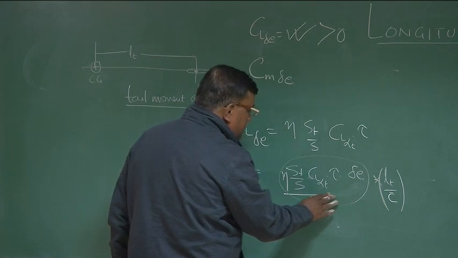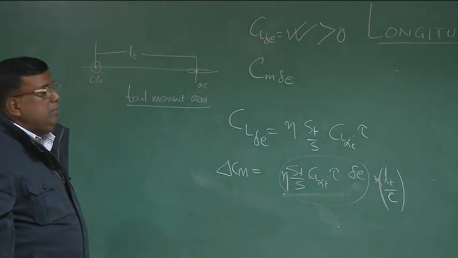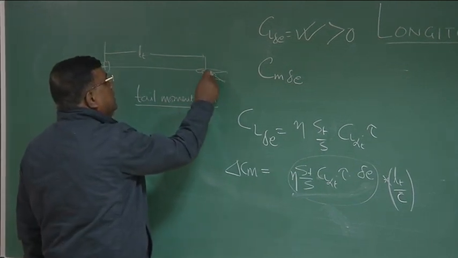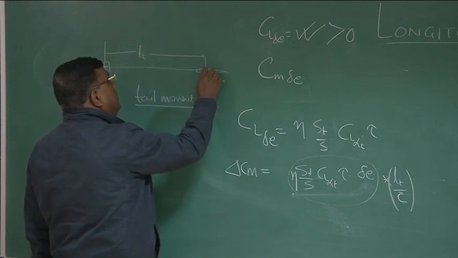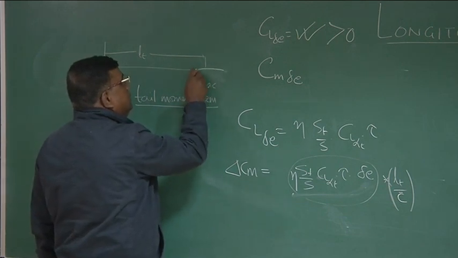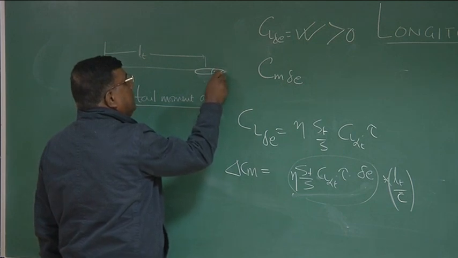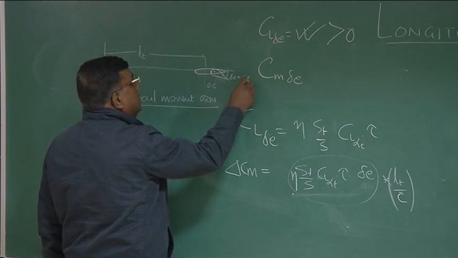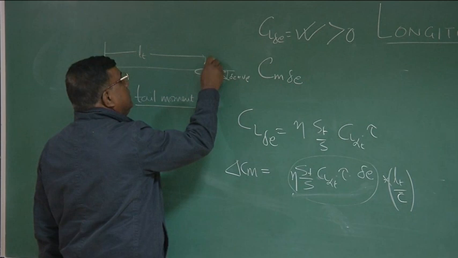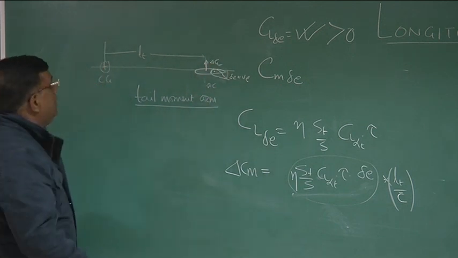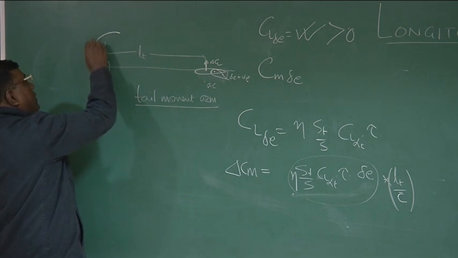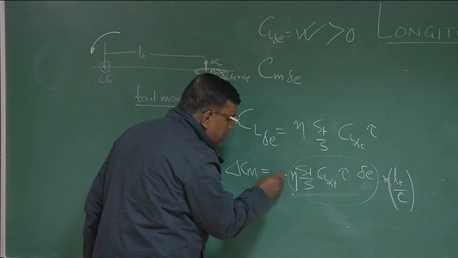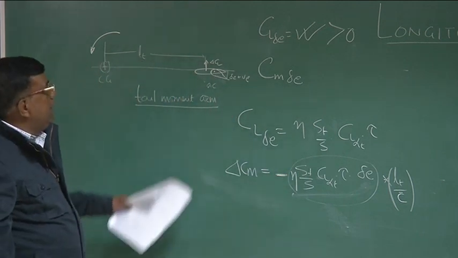Could you see? Remember, when writing moment and all, we are also bothered about the sign. Please see here. If delta is positive like this, what sort of force will it generate? This is the elevator. Delta is positive by convention. So that will give force in this direction, delta CL as a non-dimensional quantity. That will give what type of moment? It will give a nose down pitching moment. So I have to put a minus sign here. Clear? Just to take care of the sign convention.